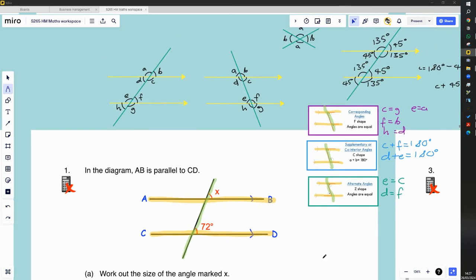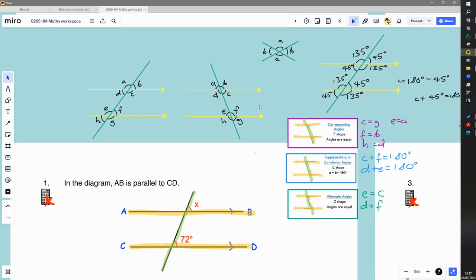So in the last video, I was introducing parallel angles and parallel lines and showing the difference between these three rules and how they can be applied to particular situations, and trying to identify pairs of angles that are corresponding, supplementary, co-interior or alternate angles. In this one, let's look at some questions.